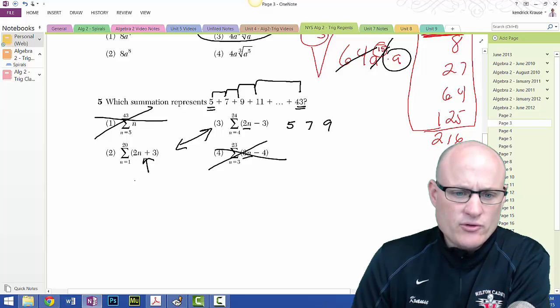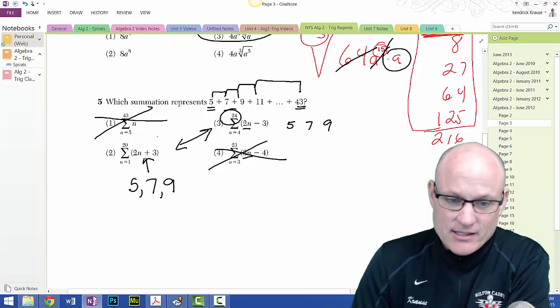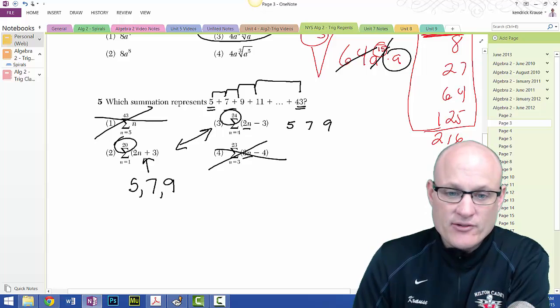Let's try this one. Put in a 1. 1 times 2 is 2. 2 plus 3 is 5. 2 times 2 is 4, plus 3 is 7. And then it would be 9. So this one's working too. So since we checked the beginnings, now let's check the ends.